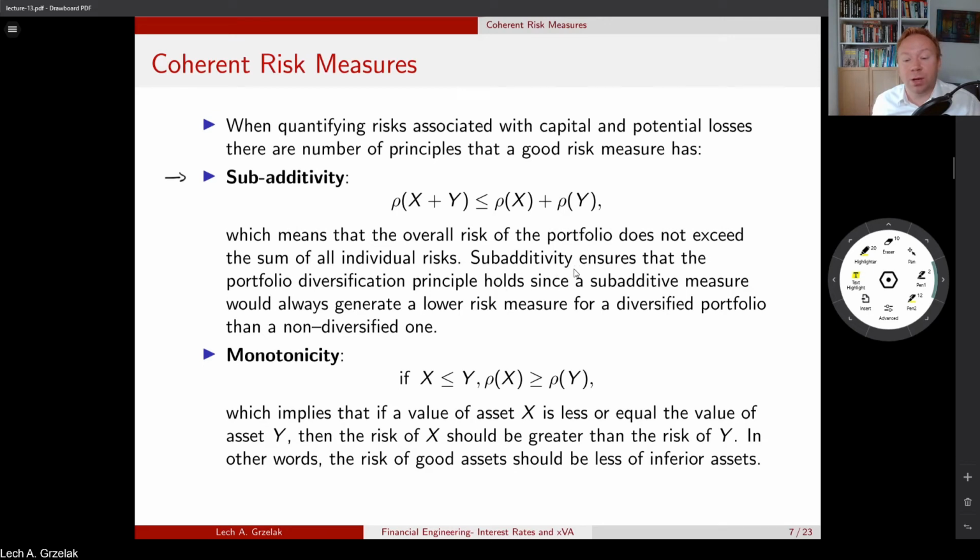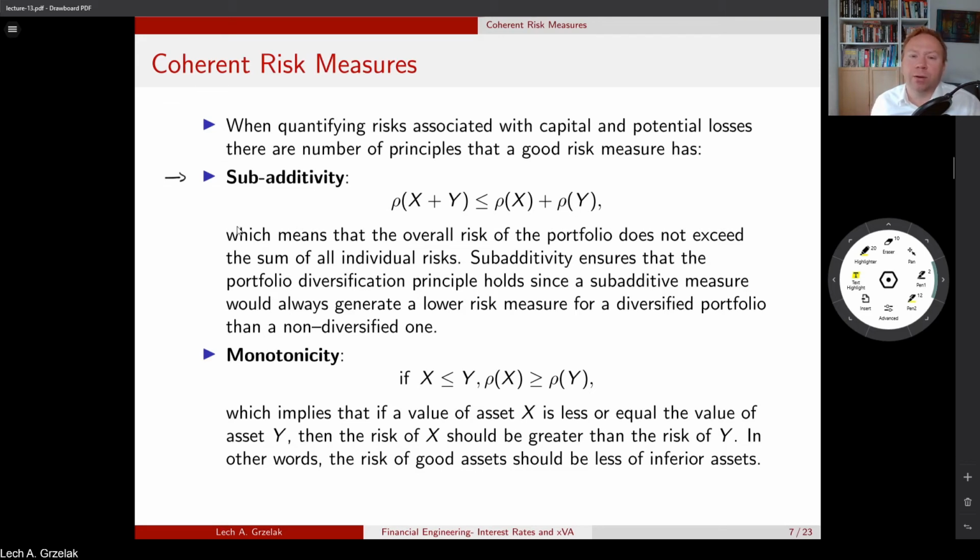Sub-additivity ensures that the portfolio diversification principle holds, since a sub-additive measure would always generate a lower risk measure for a diversified portfolio. Because of course, if we add some stock here, depending on the correlation, we could diversify our portfolio, so that measure should be less than or equal to the sum of the different measures.